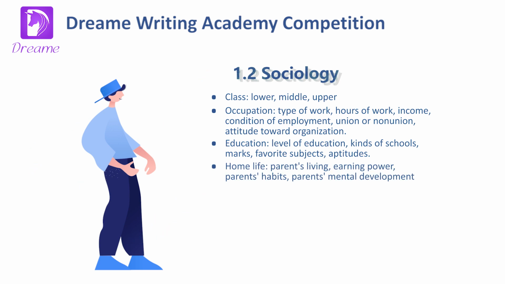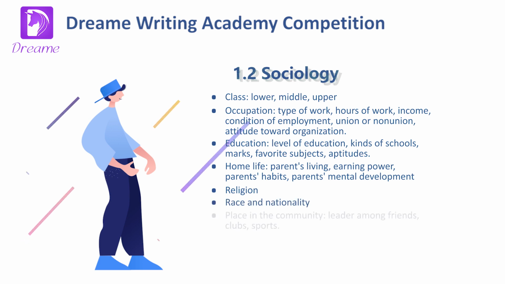Home life. Parents living, earning power. Are they orphans? Parents separated or divorced. Their parents' habits. Parents' mental development. Parents' vices. Were they neglected? The character's marital status. Religion. Race and nationality. Their place in the community.